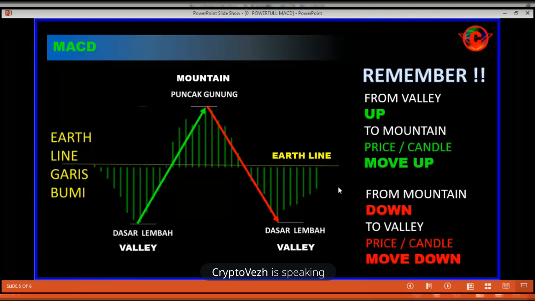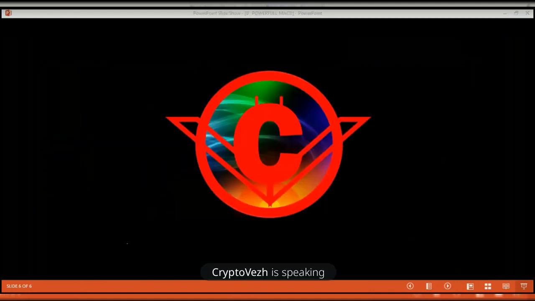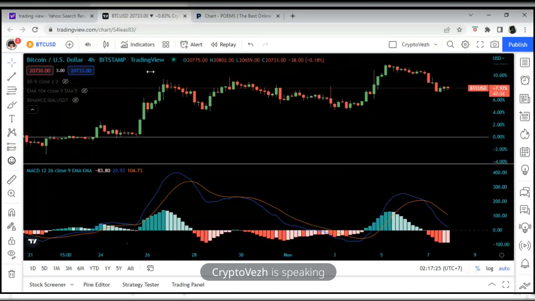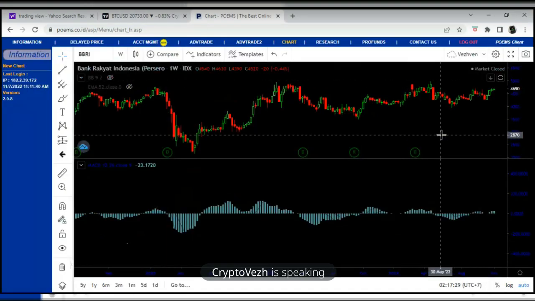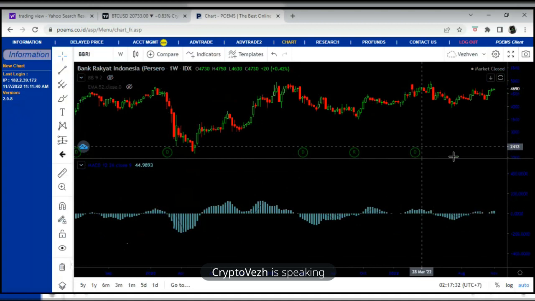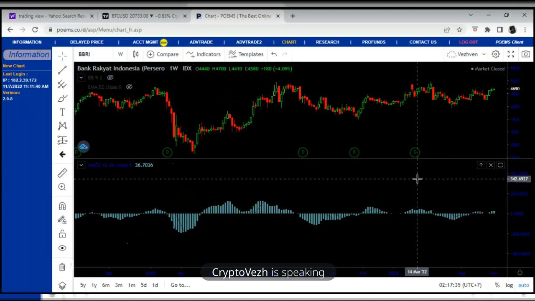And we will see on the live chart. We will see Indonesian stocks, of course, because I'm in Indonesia, and maybe we will see Bitcoin. Okay, I change first. Okay everybody, I would like to show you. This is the BBRI chart, or Bank Rakyat Indonesia chart. We see this time frame on weekly.